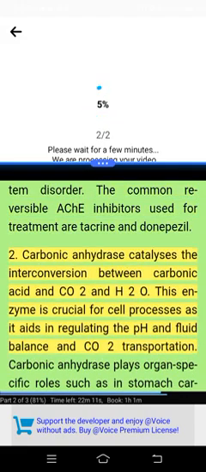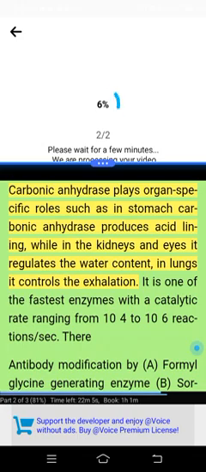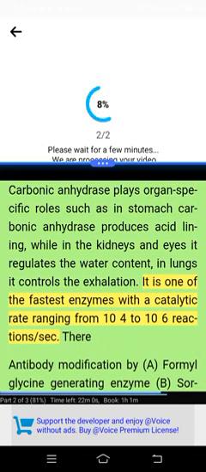2. Carbonic anhydrase catalysis. The interconversion between carbonic acid and CO2 and H2O. This enzyme is crucial for cell processes as it aids in regulating the pH and fluid balance and CO2 transportation. Carbonic anhydrase plays organ-specific roles: in the stomach, carbonic anhydrase produces acid lining, while in the kidneys and eyes it regulates the water content. In lungs it controls the exhalation. It is one of the fastest enzymes with a catalytic rate ranging from 10^4 to 10^6 reactions per second.